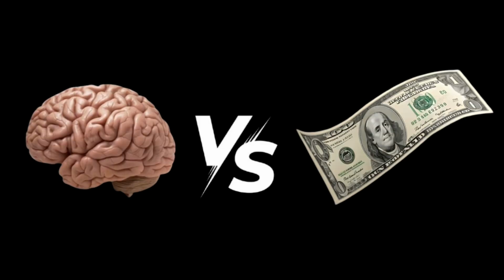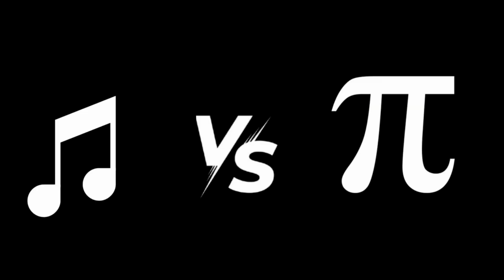Technique 2. The two-field comparison exercise. Every week, choose 2 unrelated fields. For example, biology versus economics, music versus mathematics, and ask questions like: what problems do both solve, what structures do both share, what principles appear in both. By asking these questions, you can actually come up with breakthrough concepts.